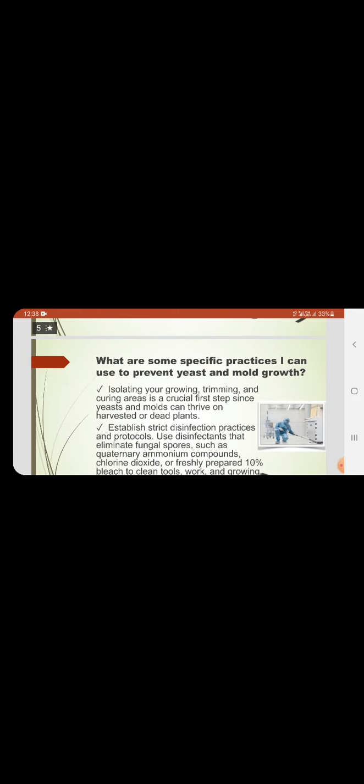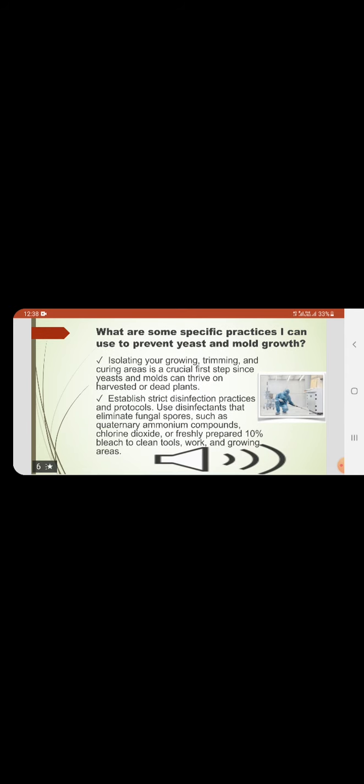What are some specific practices I can use to prevent yeast and mold growth? Isolating your growing, trimming, and curing areas is a crucial first step since yeast and mold can thrive on the harvested or dead plants. Establish strict disinfection practices and protocols. Use disinfectants that eliminate fungal spores such as quaternary ammonium compound, chlorine dioxide, or freshly prepared 10% bleach to clean tools, work and growing areas.